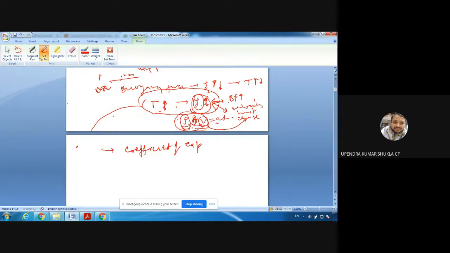Coefficient of expansion. Why is this called expansion? Once you heat up something, it is the tendency of a fluid to expand when heated. So that's why the word expansion. Now, why is this called the coefficient?